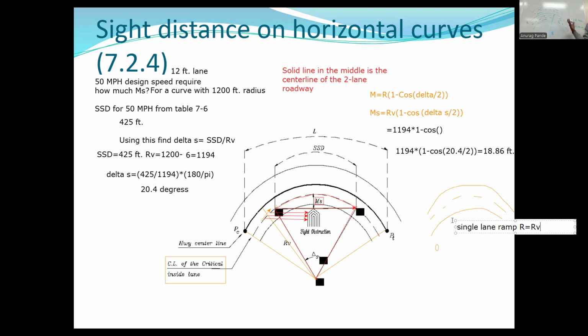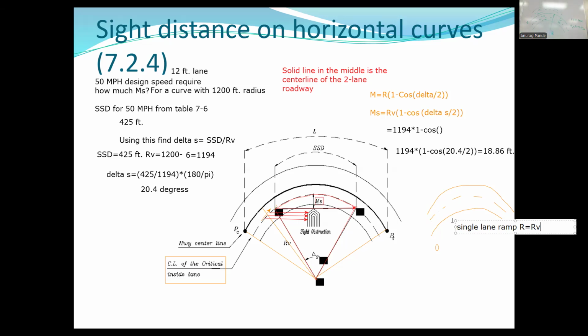Now if there were a physical median separating the 2 directions, like we have on a lot of freeways, what would happen? Your R will then be measured from the middle of the median. And then you need to know the median width, subtract half the median width, and go from there. So just be mindful that this relationship between R and RV is not like you always subtract 6 or this or that. You have to account for the lane configuration of that roadway. So always keep that in mind as you're solving these problems.